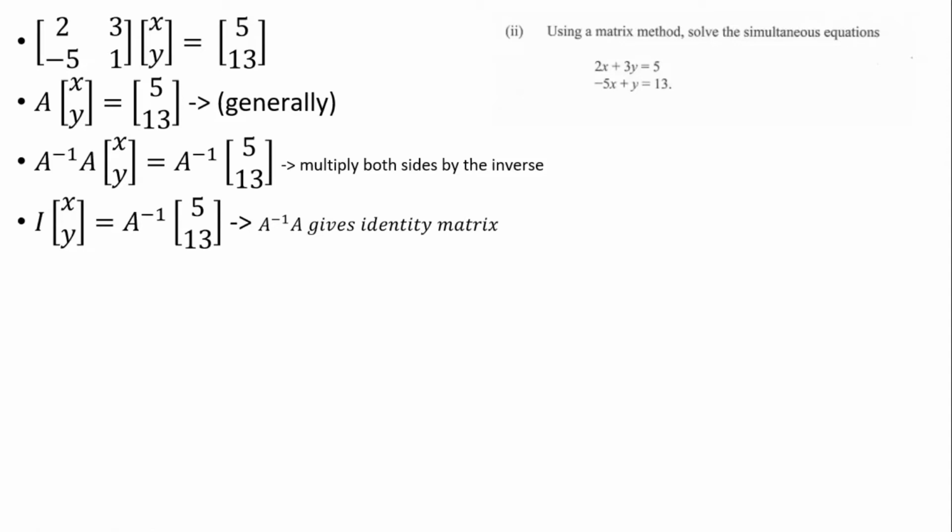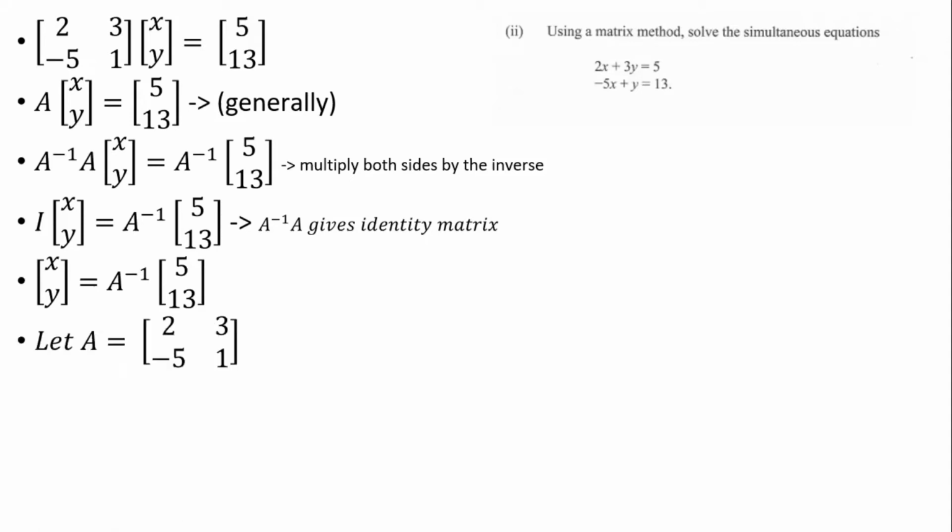So therefore, xy is equal to the inverse of A multiplied by C, which is 5 and 13. Now that we know that general information, we can solve the simultaneous equation by first replacing A. We know A is 2, 3, negative 5, and 1. So we're now going to find the inverse of A, and to do that, we first have to find the determinant of A.